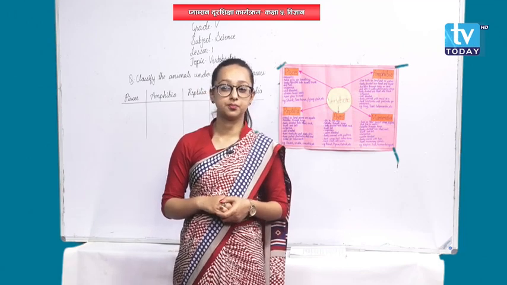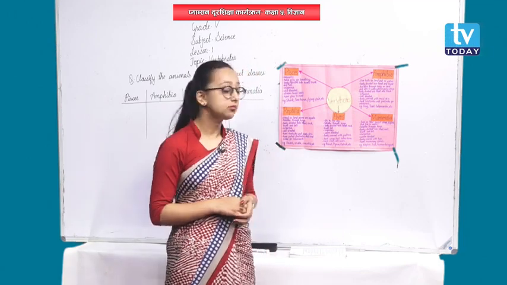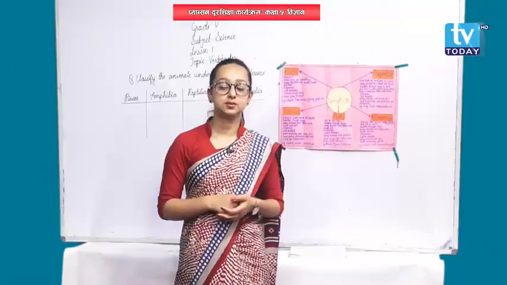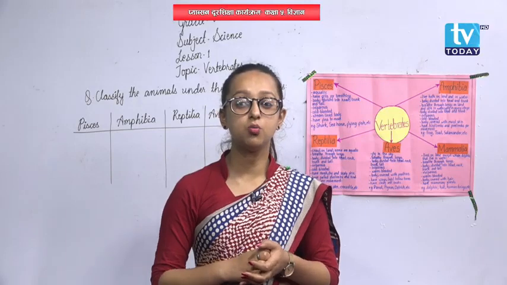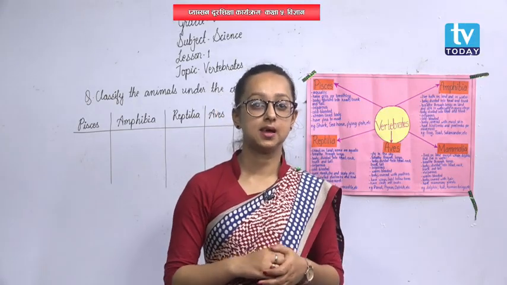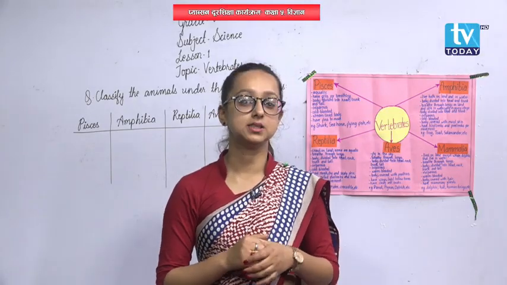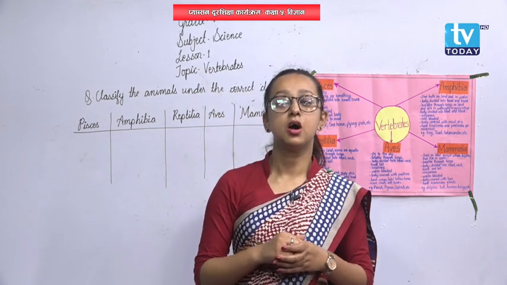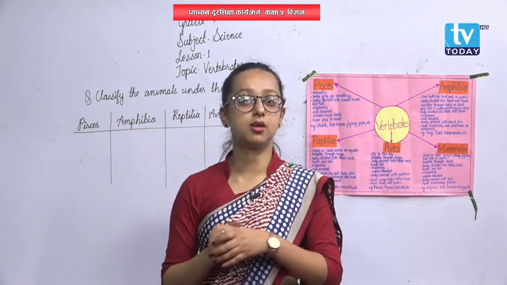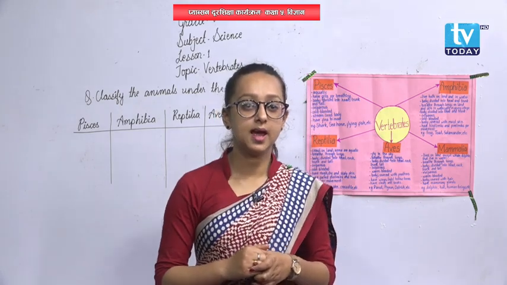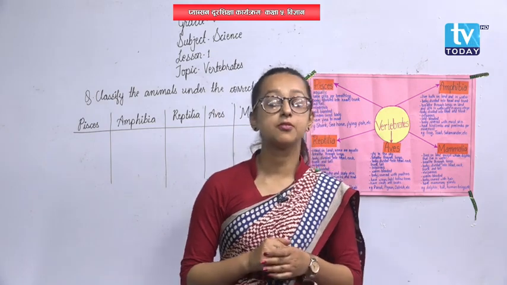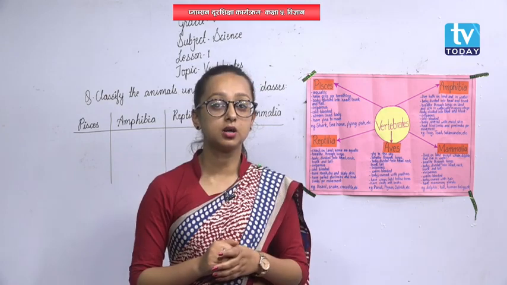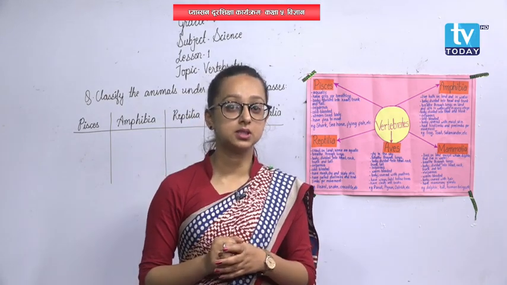In the similar way, the animals of this group are also oviparous. They give birth to the young ones by laying eggs, and also they are cold-blooded animals. They can easily change the temperature of their body according to the temperature of the surrounding. And the examples of animals of this group include frog, toad, salamander, etc.